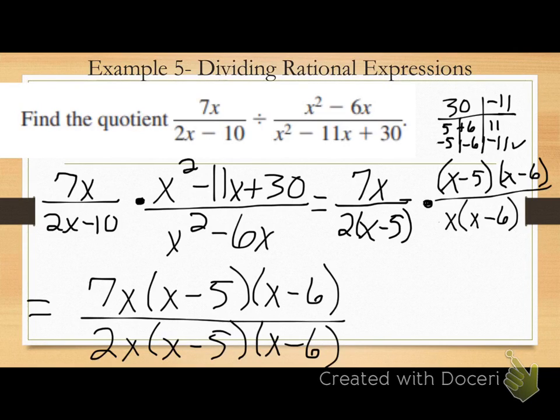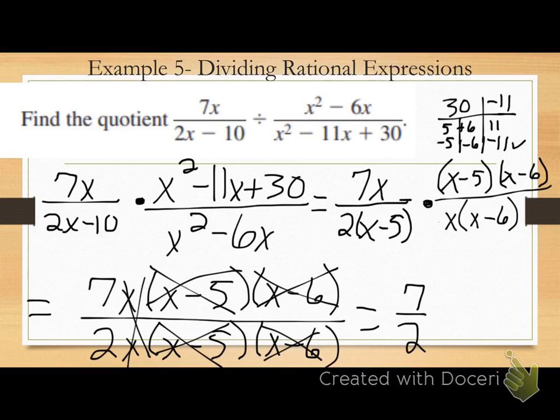Now that I've multiplied, I need to see if anything is the same in my numerator as in my denominator that I can cancel out. So do I have anything the same that's in the numerator and the denominator? X minus 5. That'll cancel out with the x minus 5 in the denominator. What else? X minus 6. We'll cancel out with the x minus 6 in the denominator. What about anything else? The x's. Yeah, my x's can cancel out here. So what am I left with? 7 over 2. Can that reduce any? No. There's my answer. Look at that. Good stuff.